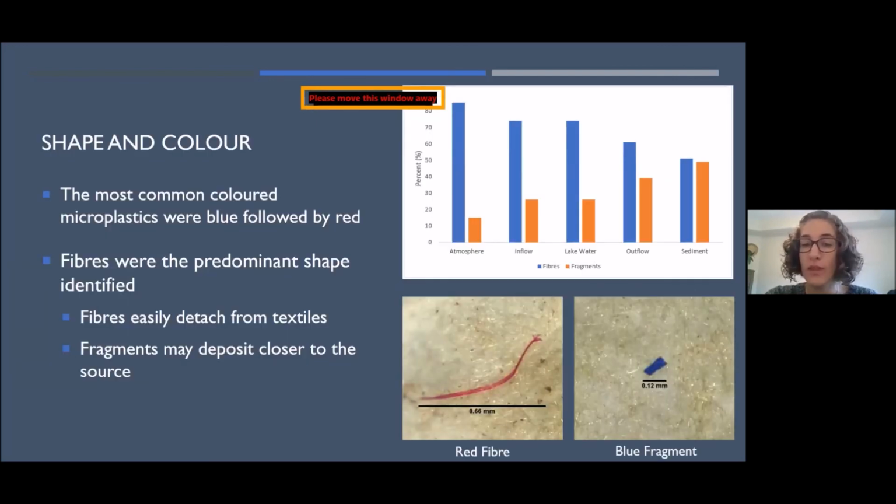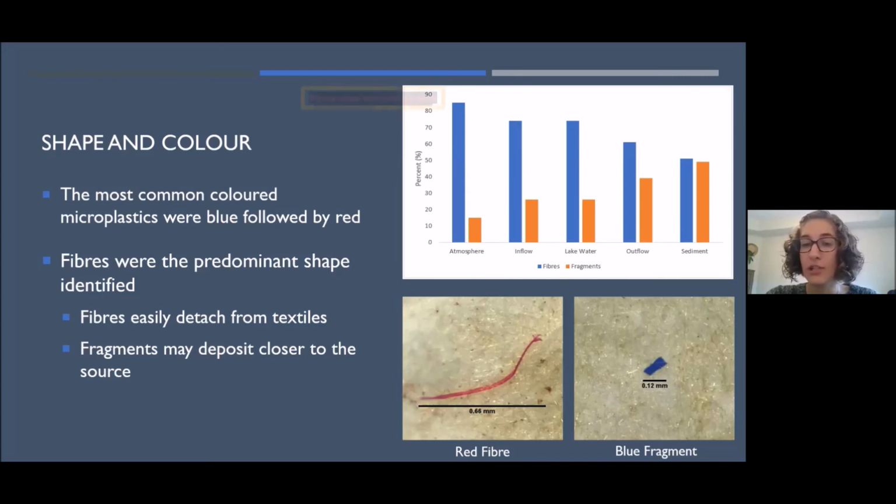Blue and red were the most common colored particles identified, with less common colors being green, pink, orange, purple, and yellow. Fibers were the dominant shape identified in the atmosphere, lake water, and streams. However, in the lake sediment, there was an equal proportion of fibers and fragments.